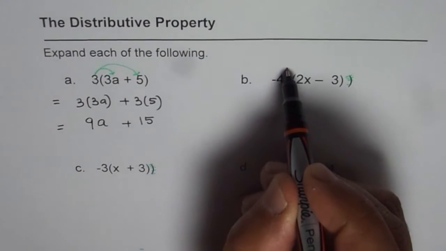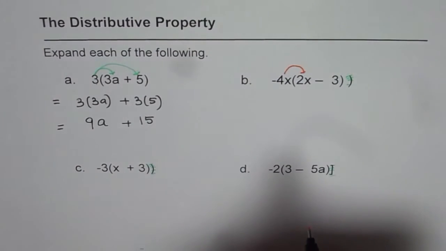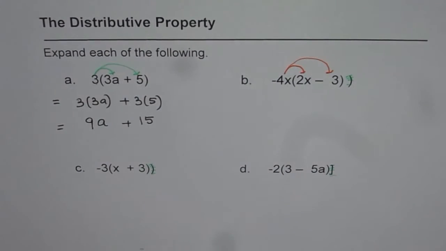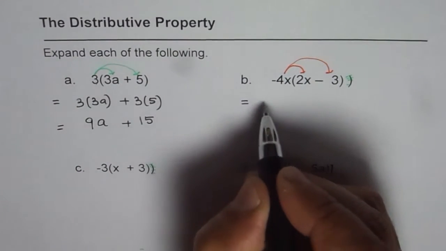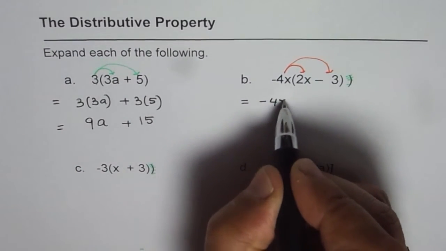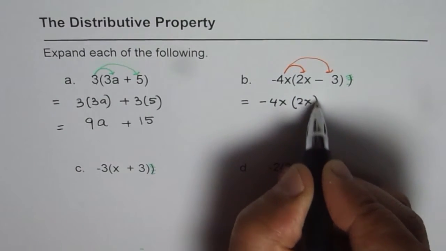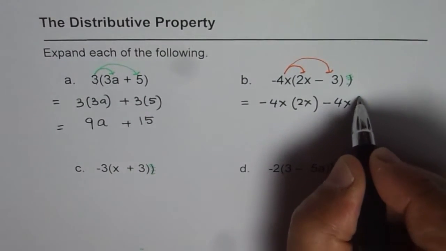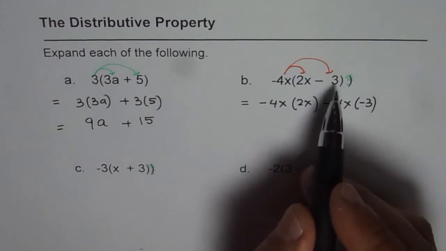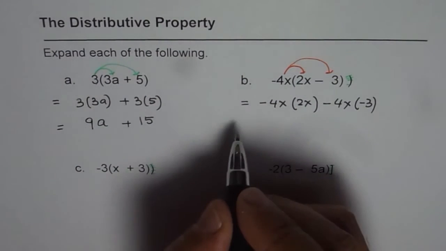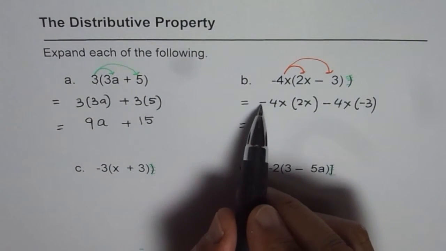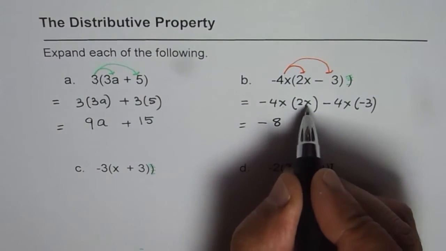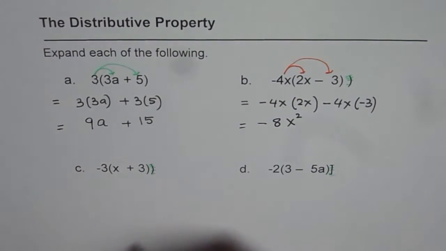Here we'll multiply minus 4x with 2x and then minus 4x with minus 3. Let us see what we get. The first term should be minus 4x times 2x, and the second term should be minus 4x times minus 3. See, this 3 is with a negative sign. Now, minus times plus is negative. 4 times 2 is 8. x times x is x squared. So that is what we get.